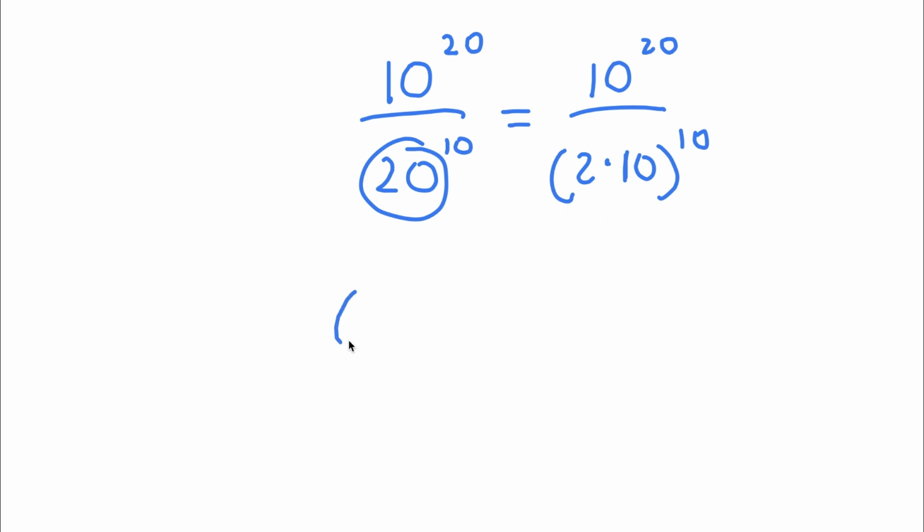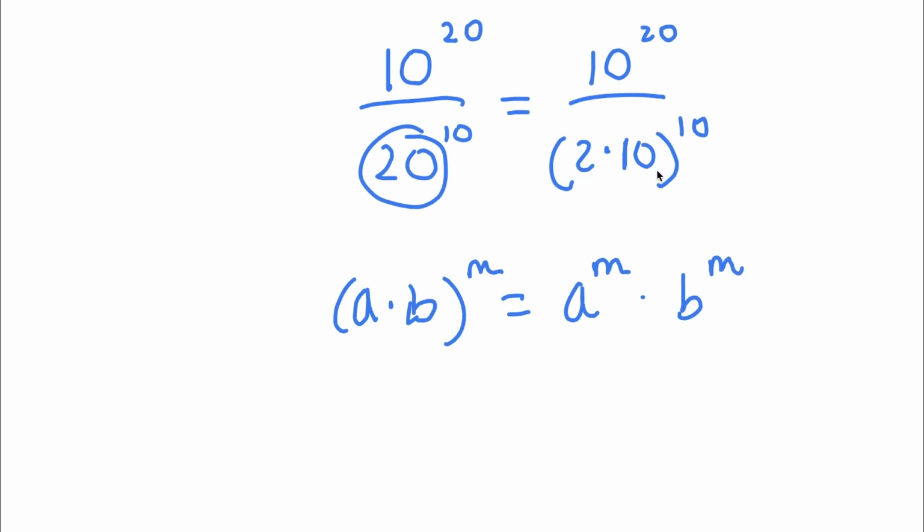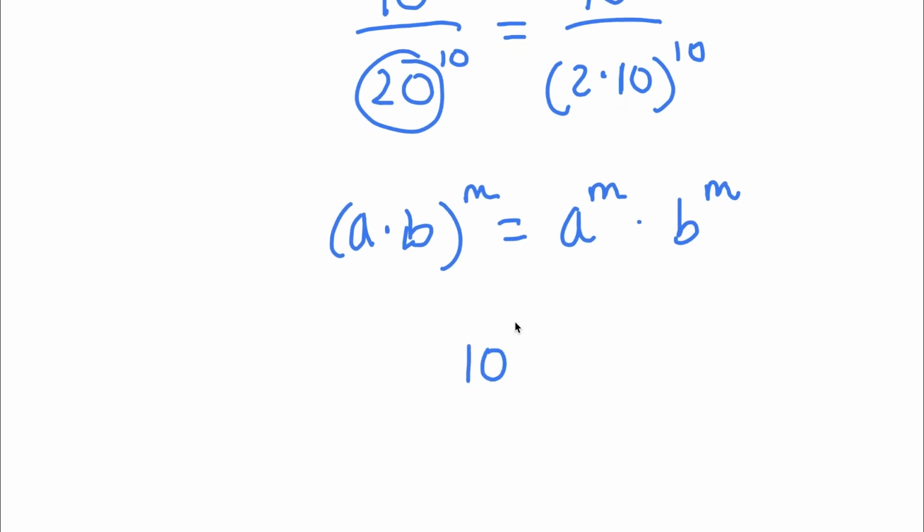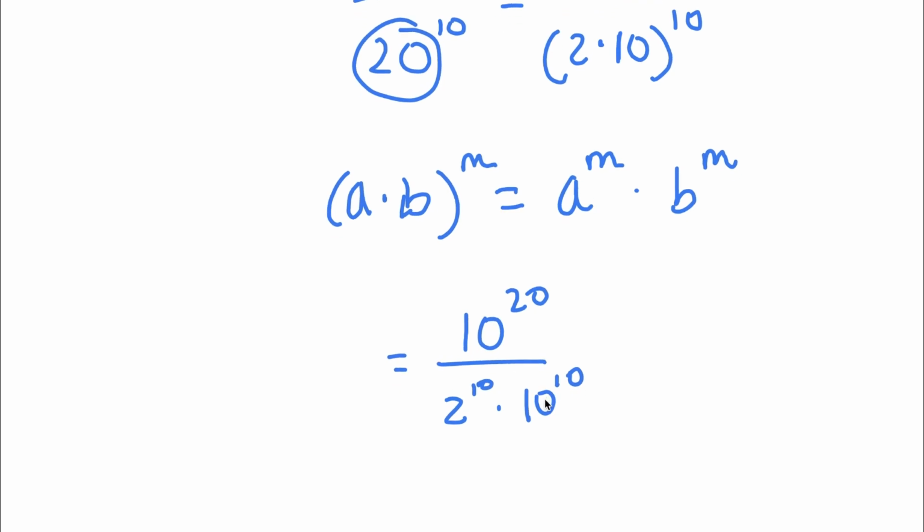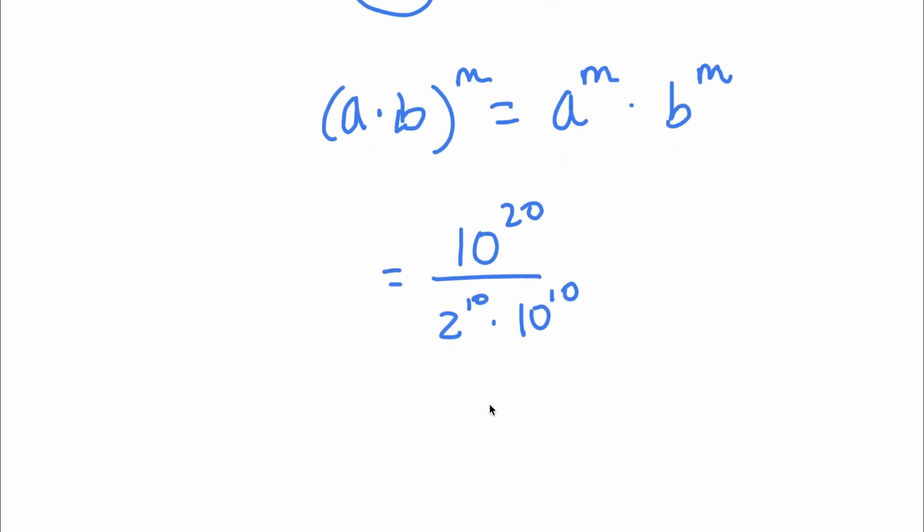Now, if I have something in the form a times b to the power of m, this is equal to a to the power of m times b to the power of m. So 2 times 10 to the power of 10 is the same thing as 2 to the power of 10 times 10 to the power of 10. Now, I can rewrite this as 1 over 2 to the power of 10 times 10 to the power of 20 over 10 to the power of 10.